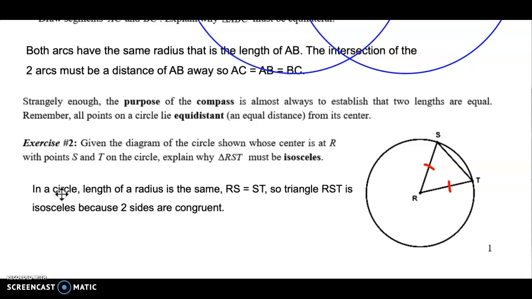So in a circle, the length of the radius is the same. No matter where I draw that radius in the circle, it has to be the same radius. RS is equal to RT, so the triangle RST is isosceles because two sides are congruent to each other. Okay, next page.